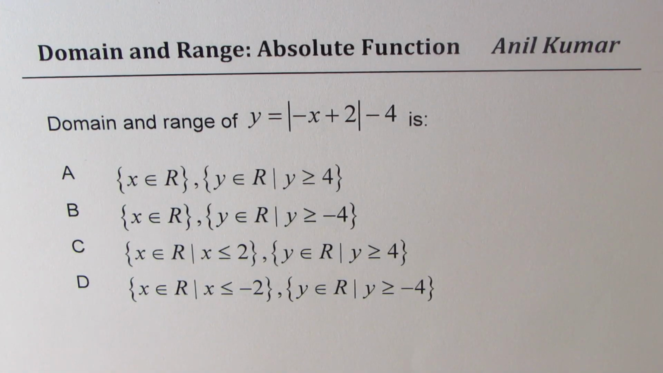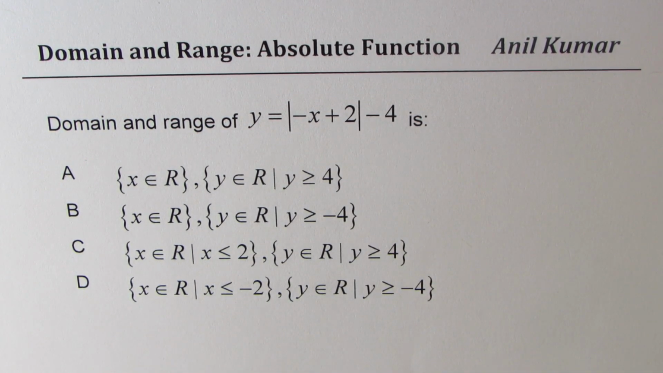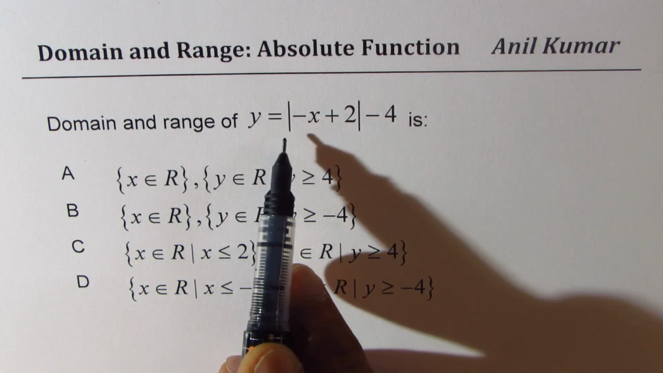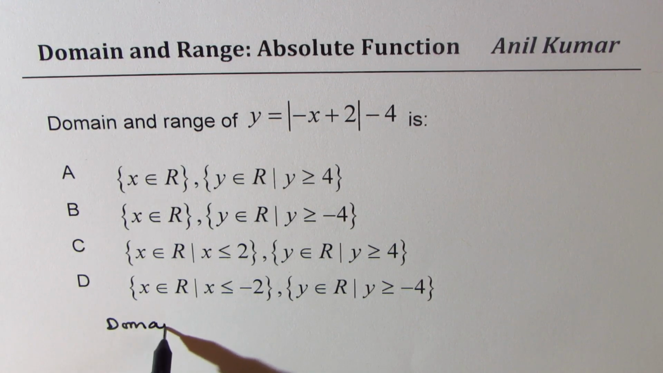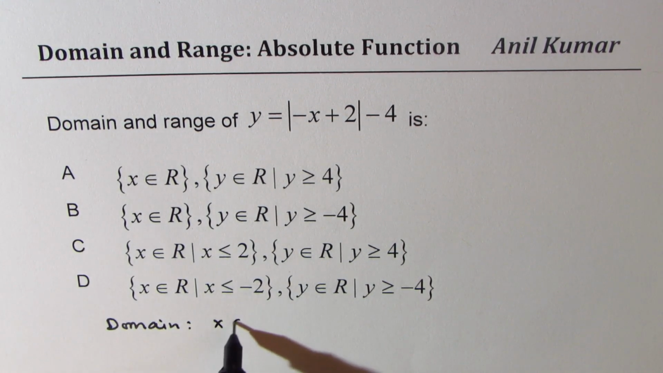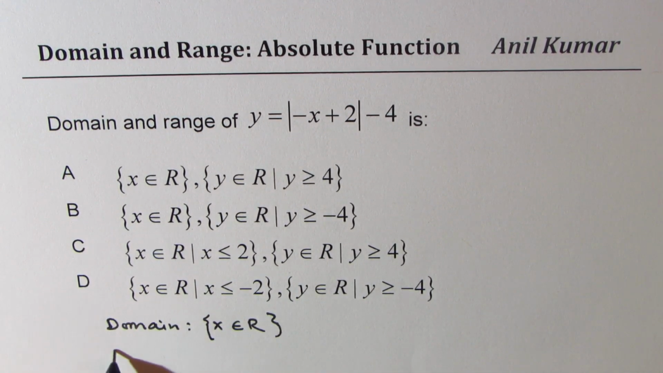Now let us look into domain and range of absolute function. You need to find domain and range of y equals absolute value of minus x plus 2 minus 4. 4 options are given to you. Now here is the shortcut method. For absolute functions, we know domain is all real numbers, right? So domain is x belongs to real numbers. There are no restrictions. So we have to only concentrate on range, correct? That is the whole idea.